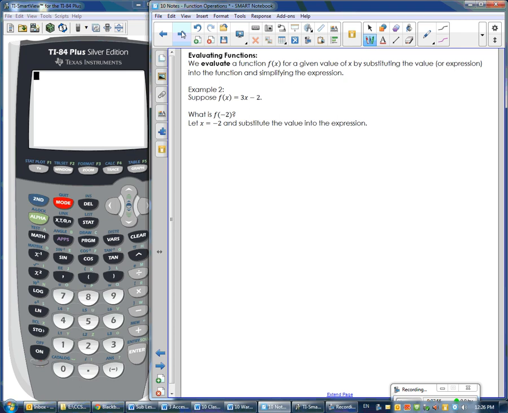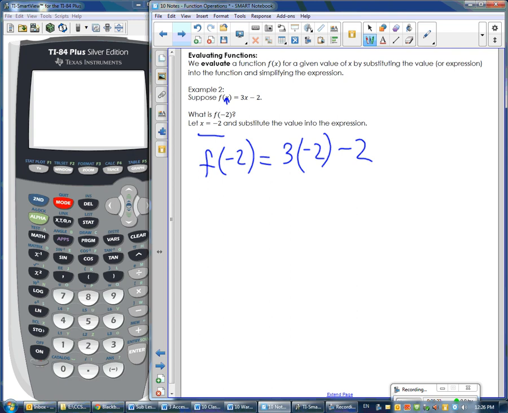So in this example, we know that f of x is equal to 3x minus 2. Well, f of negative 2, all that means is that we're letting x equal negative 2. Because remember, f of x is the function, and so all I'm doing is replacing the x with a negative 2. So f of negative 2 is simply 3 times, now instead of writing an x, I'm going to replace the x with a negative 2, minus 2.